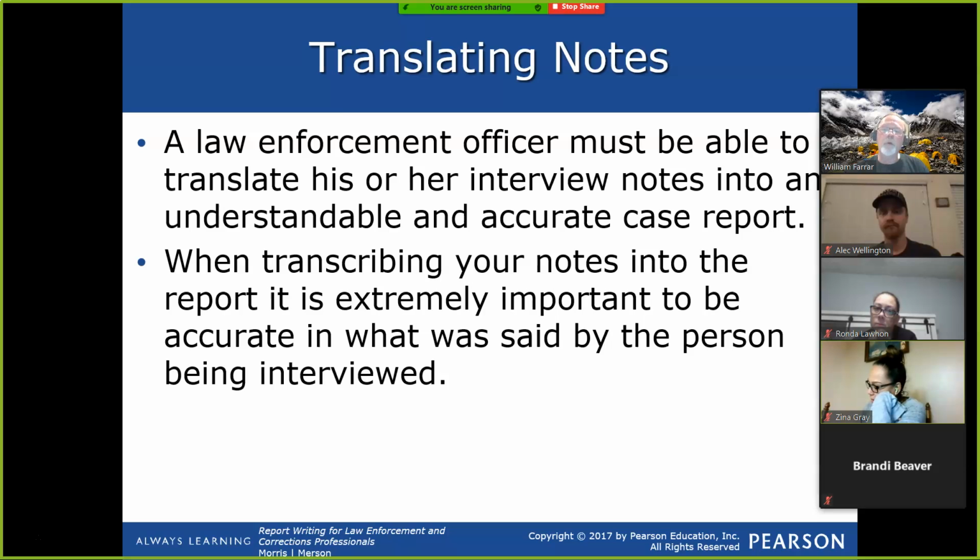Again, we talked about notes. Make sure that you're accurate with name spelling, date of birth, addresses, and phone numbers, most importantly. Because if you're going to issue a subpoena or the court's going to mail them something, you're going to want to get all that information correct.